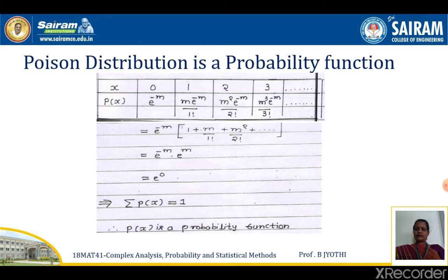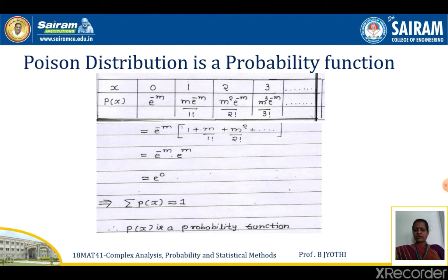The Poisson distribution is a probability function. In order to show that any distribution is a probability function, its total should be equal to 1. In the discrete probability distribution, we use the summation notation, whereas in the continuous distribution, we use the integration symbol from 0 to whatever the limit may be. And that total should be equal to 1 in all the cases. To prove that it is a probability function, it should always be equal to 1.